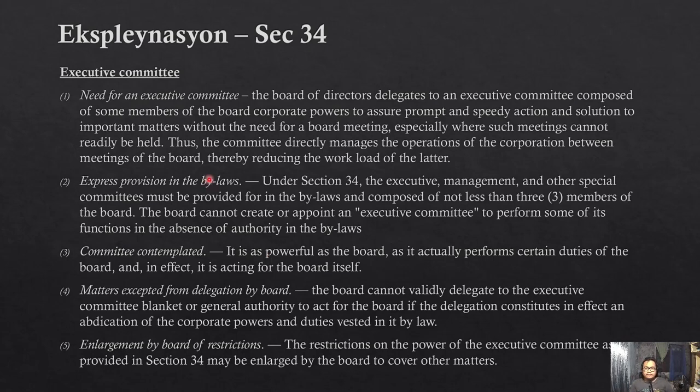So, executive committee. Need for an executive committee, bakit kailangan? The board of directors delegates to an executive committee composed of some members para sa speedy action. Yan lang. Speedy action and solution to important matters without the need for a board meeting. Kasi ang executive committee, small group of people lang yan, smaller than the board. So since konti lang yung taong kailangan, may speedy action sila.